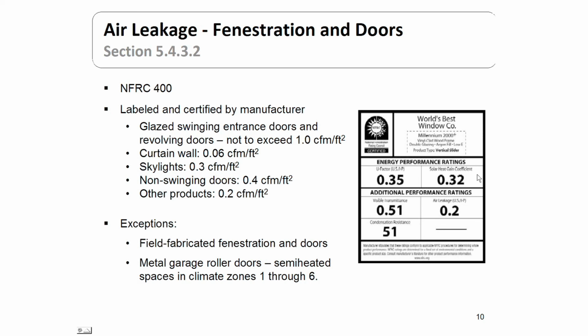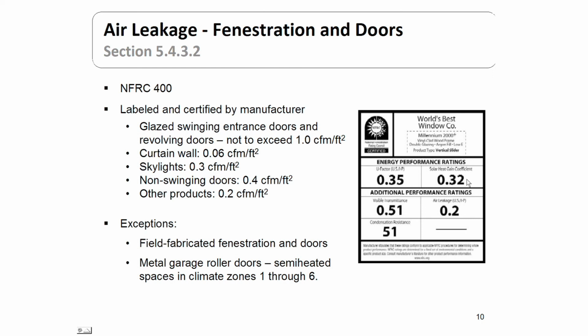And you can see this label over here at the right, that should appear on all the windows. That should be provided by the manufacturer. And just to pick a few numbers off of here, this first number is the thermal U factor, that is the conductance of heat through the window. This one's shown as 0.35, just as an example.